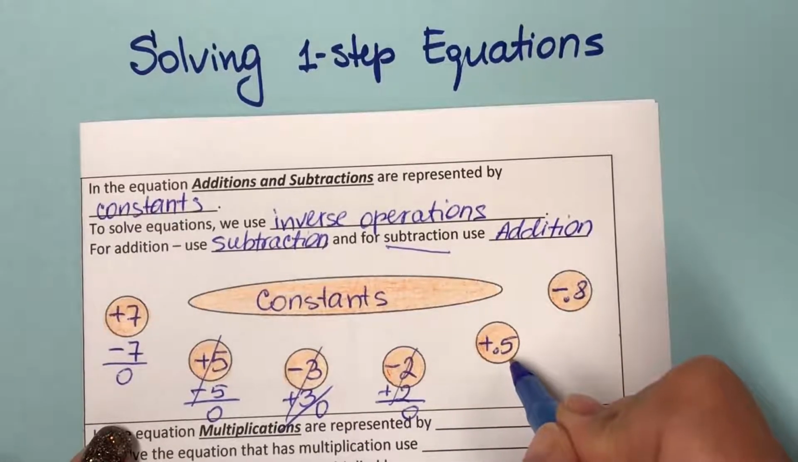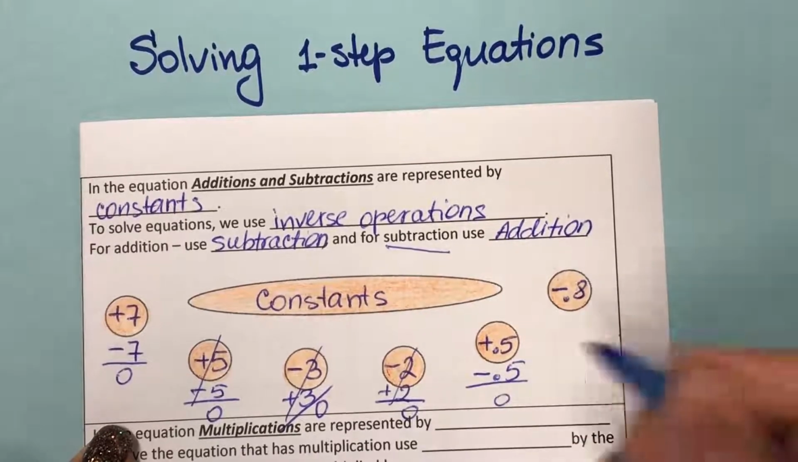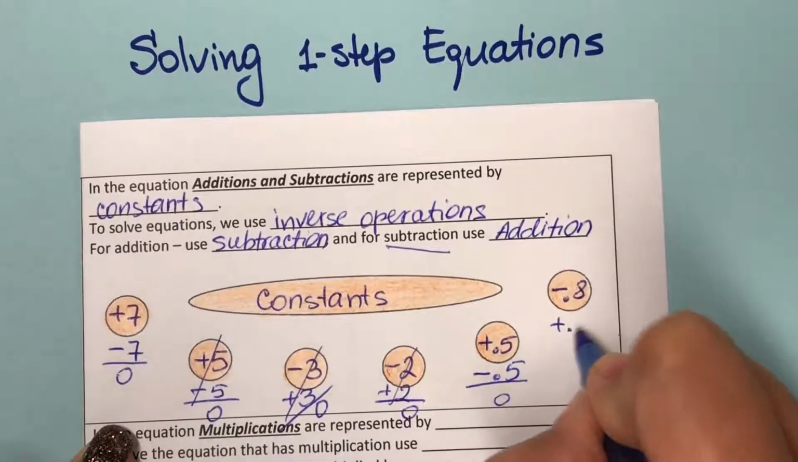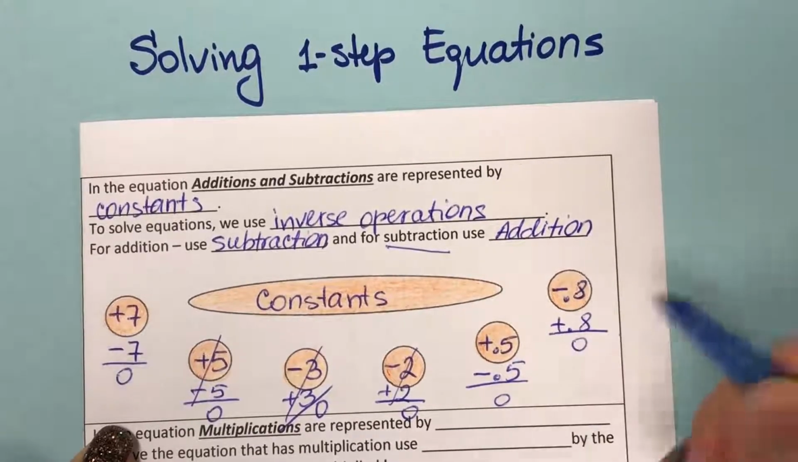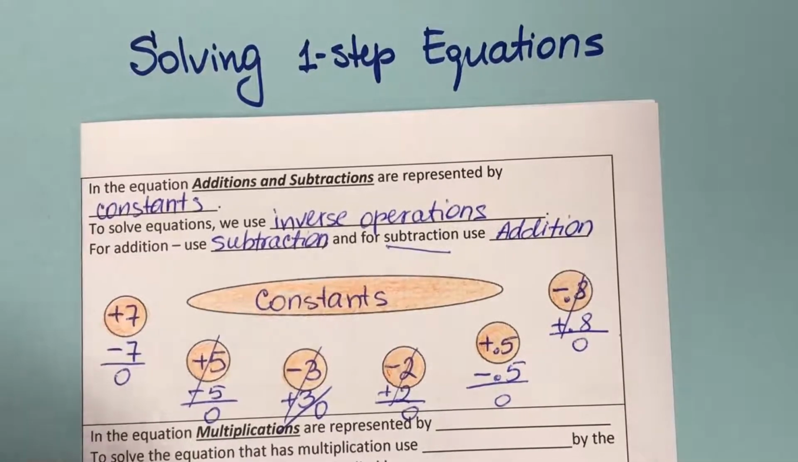Plus 0.5, so we'll take away 0.5 to create a zero pair, or if it's a subtraction, or minus 0.8, we'll have to add the 0.8 to create a zero pair. 0.8 minus 0.8 will be 0, or two opposites cancel each other.